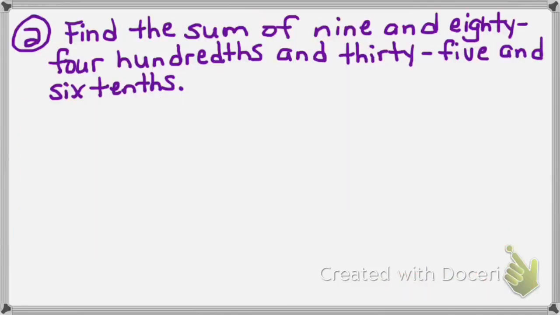Number 2 says, find the sum of 9 and 84 hundredths and 35 and 6 tenths. So what do I know here? I know that I need to find the sum. And the sum is the answer to what kind of a problem? That's right, addition. I need to find the sum of 9 and 84 hundredths. THS reminds me that it's a decimal. The and is my decimal.